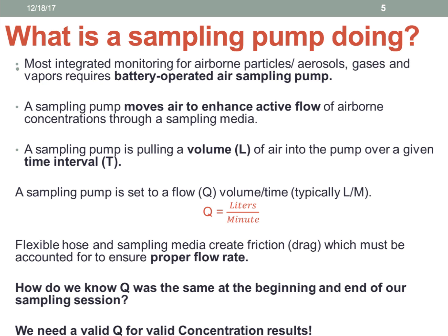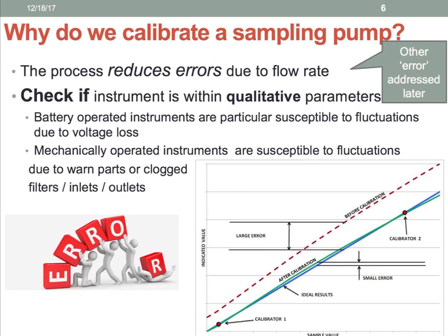And our flow rate is very important to ensure that the results that we got are considered valid. And we'll learn later on in this course when we go through analytical methods how to find the appropriate flow rate. So we calibrate our sampling pump to reduce errors. We check if the instrument is within our qualitative parameters.